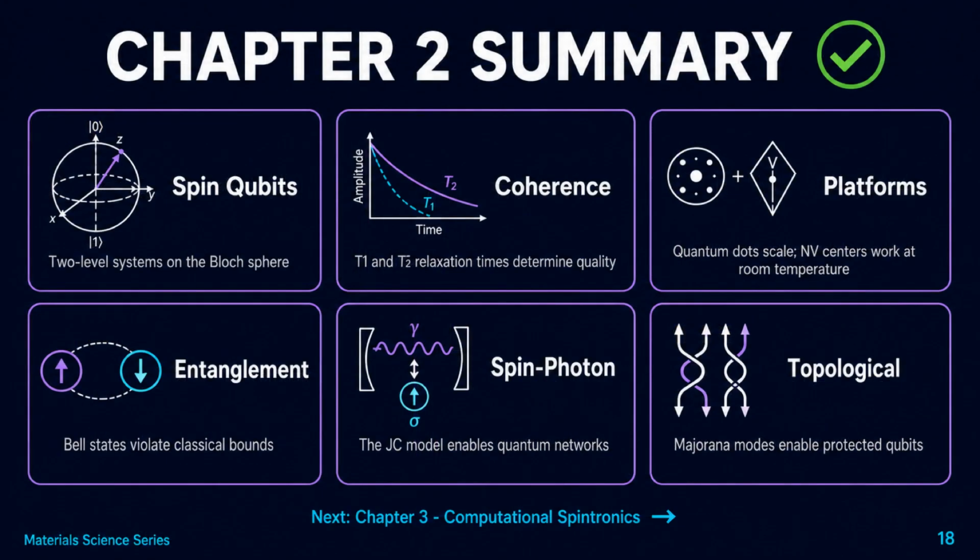We've explored quantum spintronics from qubit fundamentals through advanced topics. Spin qubits visualized on the Bloch sphere, coherence characterized by T1 and T2, platforms ranging from quantum dots to NV centers. Entanglement and Bell states enable quantum advantage. Spin-photon coupling connects to quantum networks. Topological Majorana modes offer protection. Next, in Chapter 3, we'll learn computational methods for spintronics research.